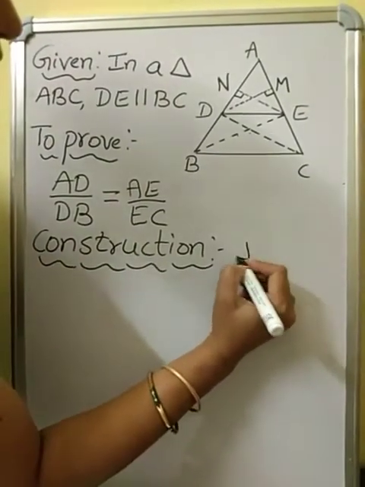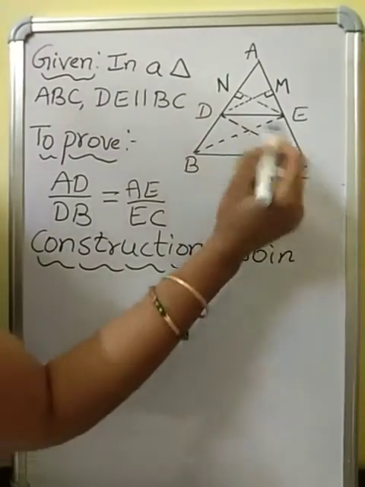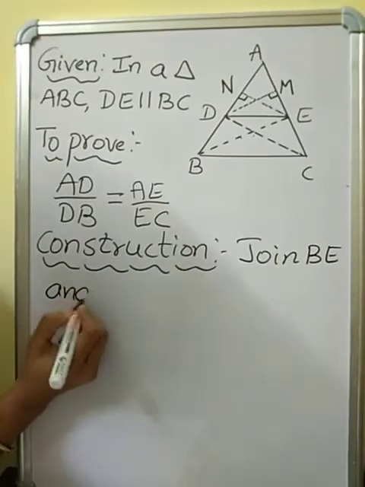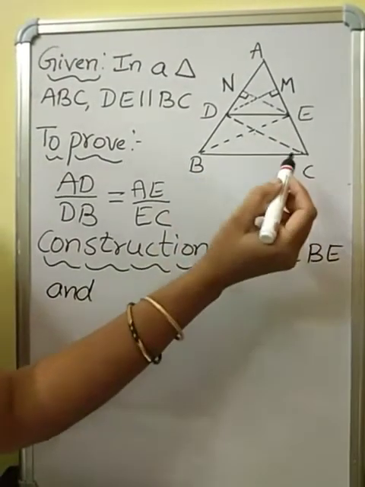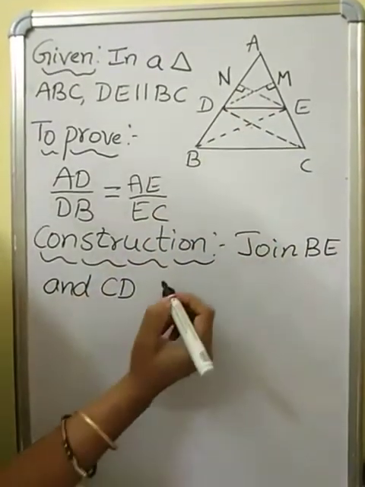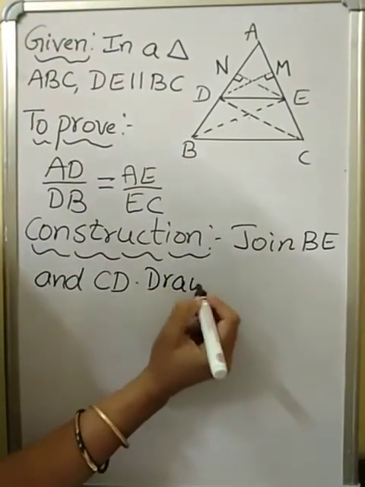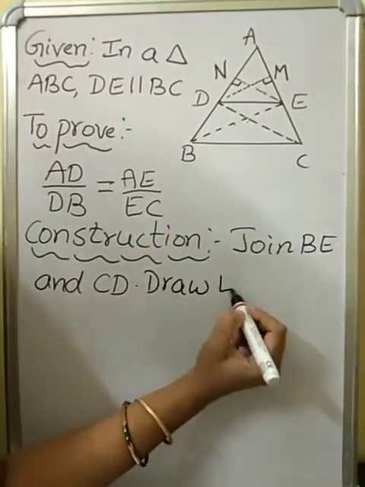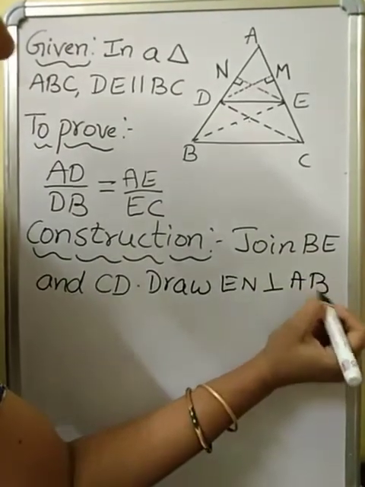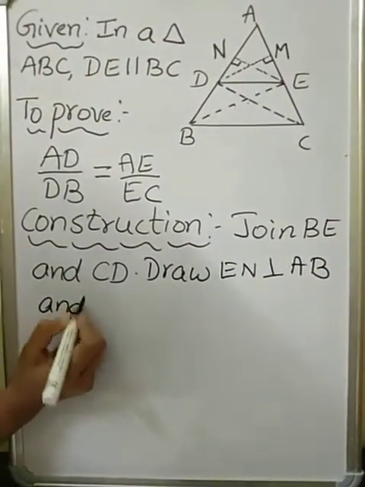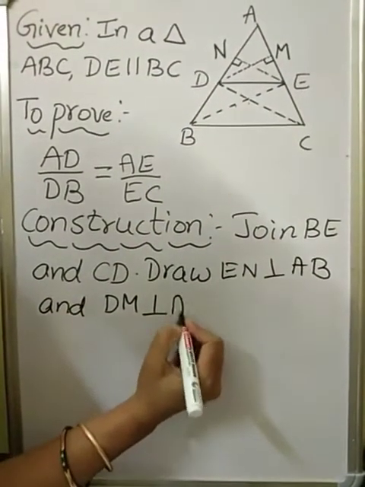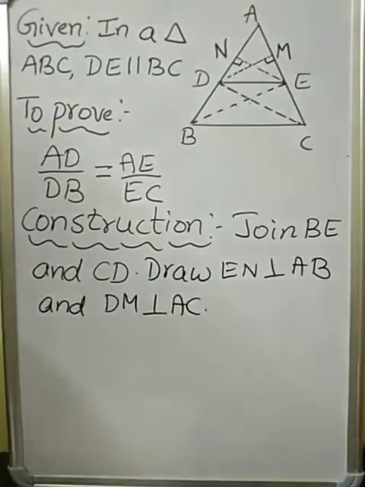Now I am going to write this in construction. Join BE and CD. Then draw EN perpendicular to AB and DM perpendicular to AC. So here we have finished with the construction.